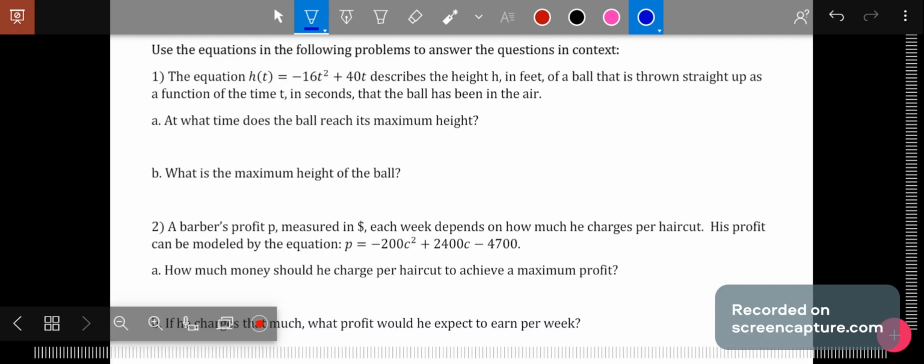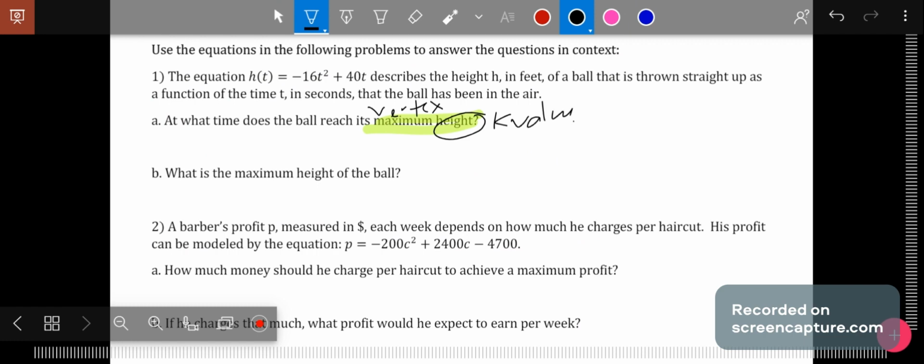Then we have our word problems. The word problems are really trying to help us know how to answer each of these things, so we're just looking for key terms. So the equation is given here as the height in feet of a ball thrown in the air as a function of time in seconds. At what time does the ball reach its maximum height? That just means find the vertex. And because it says height, it means to find the k value of the vertex.